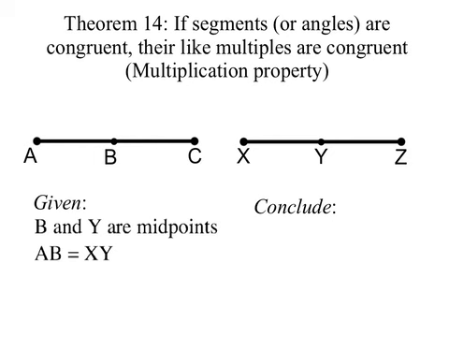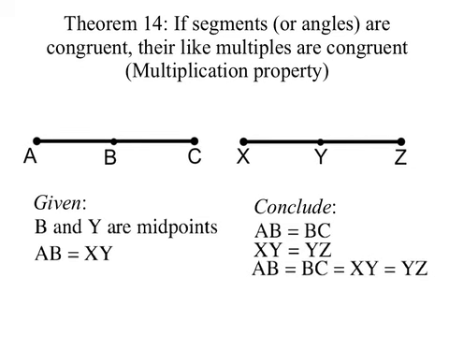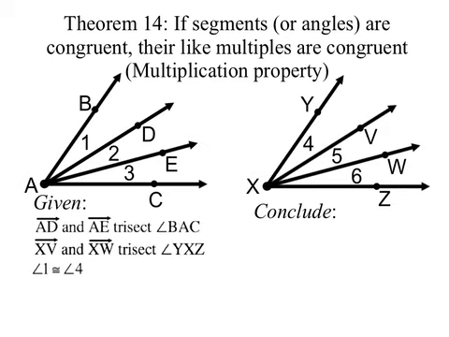And among the conclusions we can make is that AB is equal to BC by definition of midpoint, and also XY is equal to YZ, also by definition of midpoint. And then, since AB equals XY, all four of those segments have equal measures. AB equals BC equals XY equals YZ. And then the final conclusion we'll make here is that the entire segment AC has the same length as the entire segment XZ.